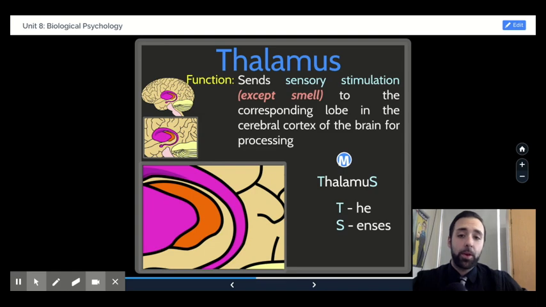As a mnemonic, when I look at the word thalamus, I take the first and the last letter, and I think of the phrase the senses. If you see thalamus and think of the senses, T in thalamus for T in the, S for senses, S at the end of the word thalamus, you just kind of eliminate the middle part of the word and think of the senses. You should be able to answer the questions properly.